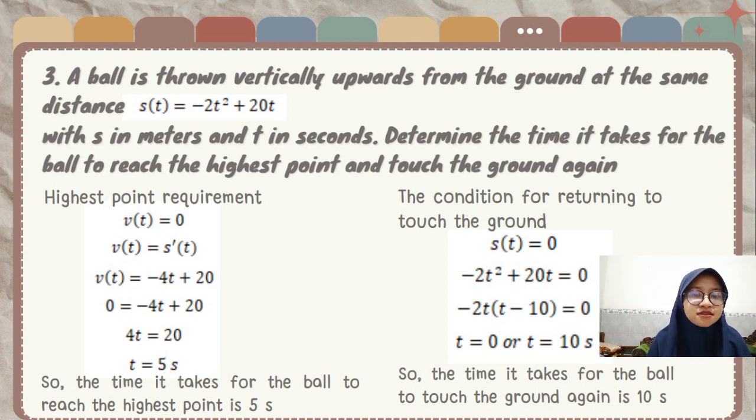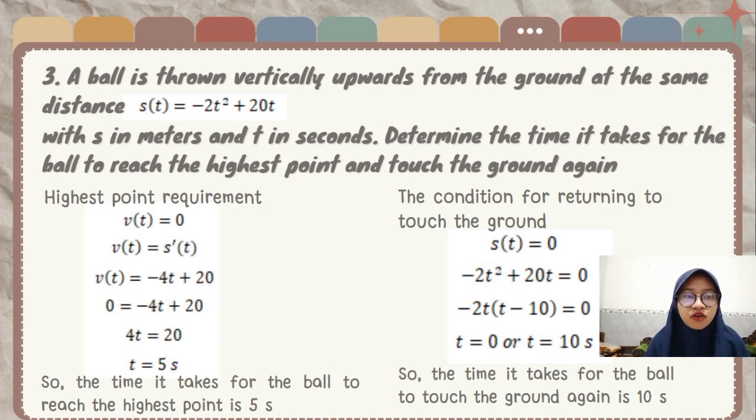Highest point requirement: v(t) = 0. v(t) = s'(t) = -4t + 20. 0 = -4t + 20. 4t = 20, so t = 5 seconds. So the time it takes for the ball to reach the highest point is 5 seconds.